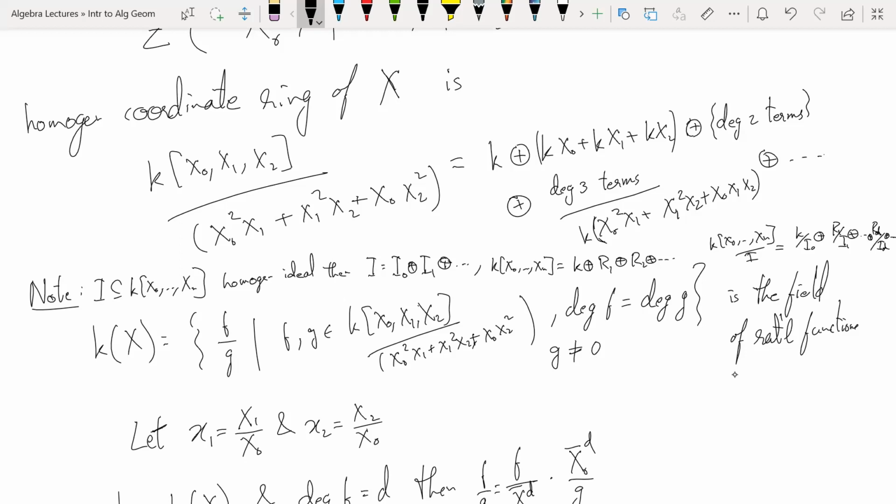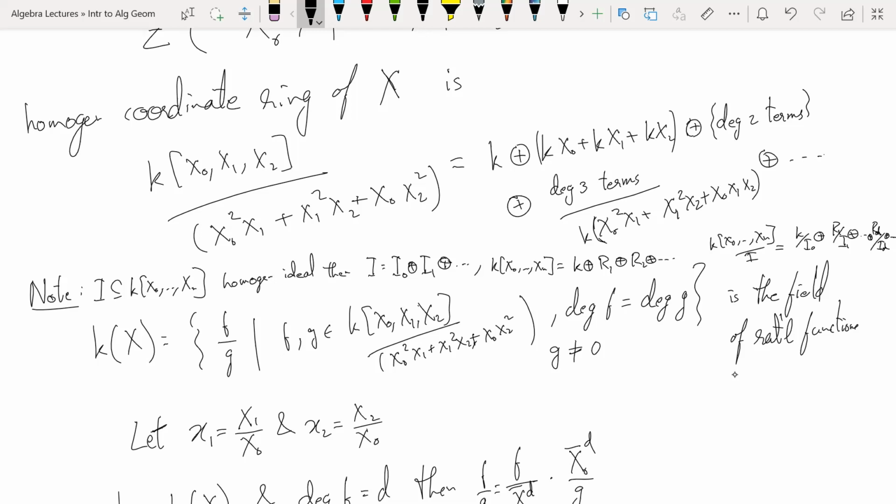Now you can see what the degree of an element is. Any element in this ring is going to be a sum of these kinds of terms. An element in R_d mod I_d is said to be of degree d, and is said to be homogeneous of degree d. So every element in this ring you can write uniquely as a sum of homogeneous elements of various degrees.